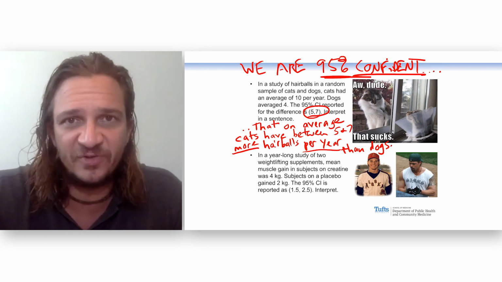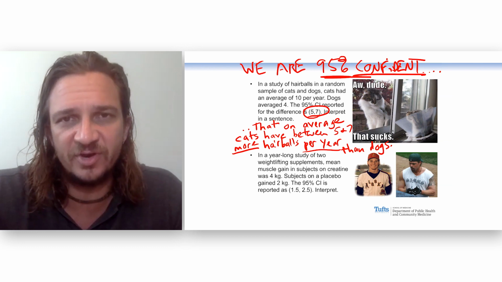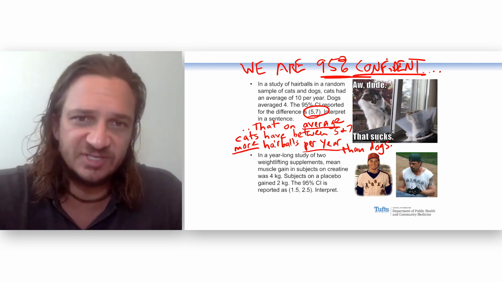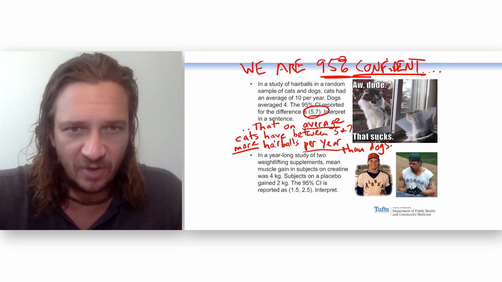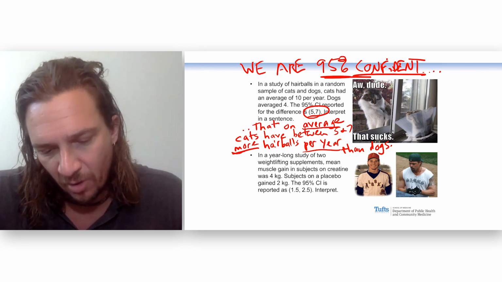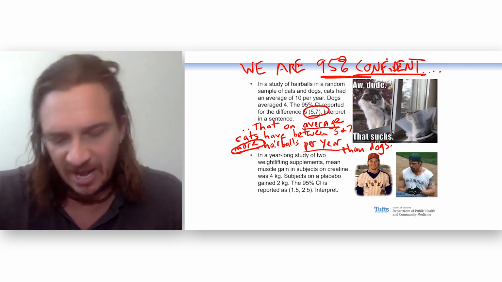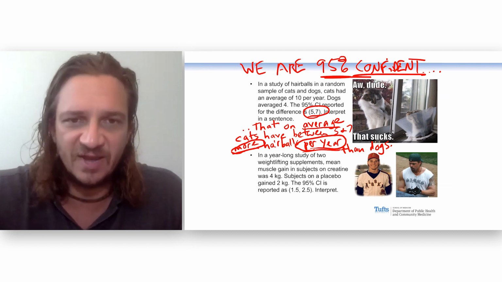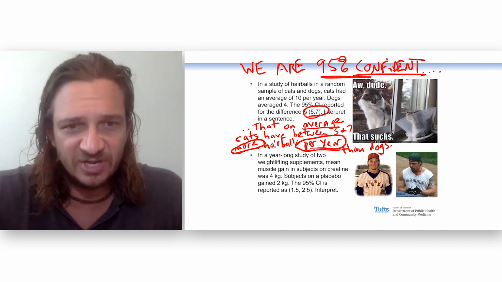So let's check to see if all our elements are there. We are 95% confident. That's our alpha level, or the degree of certainty that we have. And then we have on the average, which stresses we're talking about the mean of a continuous variable. On the average, cats have between 5 to 7 more. There's our directionality. And then hairballs per year, there's our units, than dogs. Good. So let's look at the next one.